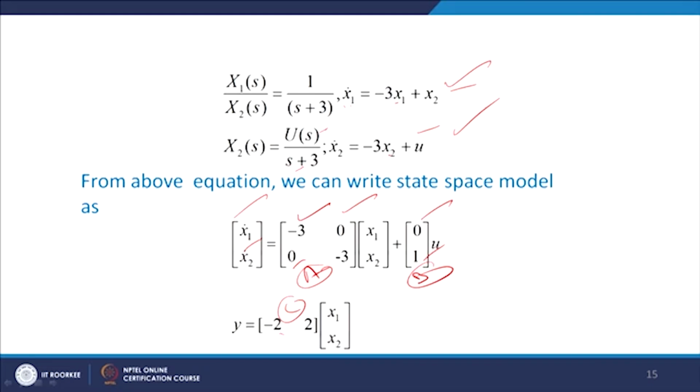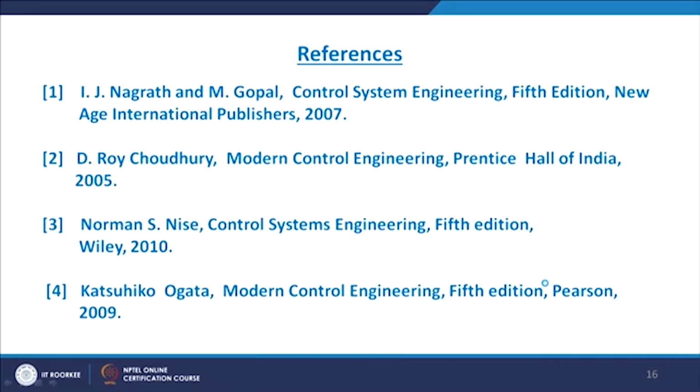Now, we have to represent the equation. So, we will write x1 dot equal to minus 3 x1 plus x2. So, here minus 3, and here instead of 0 we will get 1. So, x1 dot equals minus 3 x1 plus x2 and 0 u, and here X2 of s equal to U of s by (s plus 3) we will write as x2 dot equal to minus 3 x2 plus u. So, we write x2 dot equal to 0 into x1 minus 3 x2, whereas the term of u has come, and finally y equals [minus 2, 2][x1 x2], that is minus 2 x1 plus 2 x2, and here 0 into u, D is 0. Now, these are the references. Thank you.